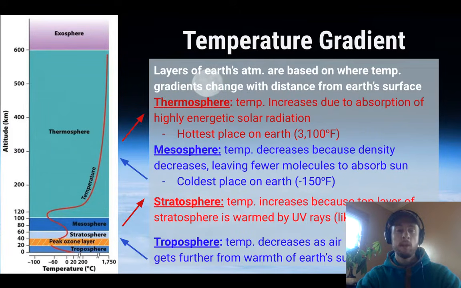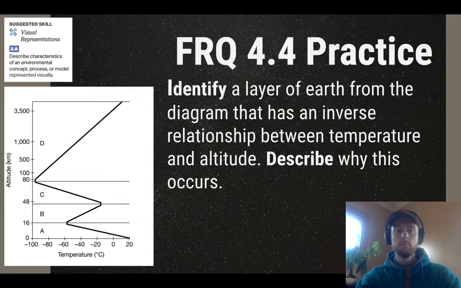So remember that each layer of Earth's atmosphere is characterized by a shift in temperature in the opposite direction. So just remember, if you start on Earth and climb up a mountain, it starts to get colder. And then with each layer above, that temperature gradient is going to change in the opposite direction.